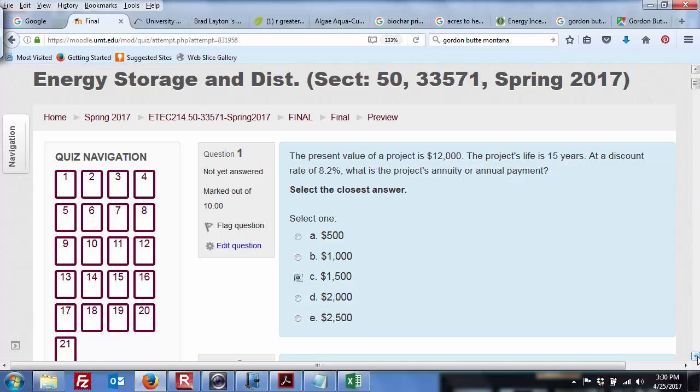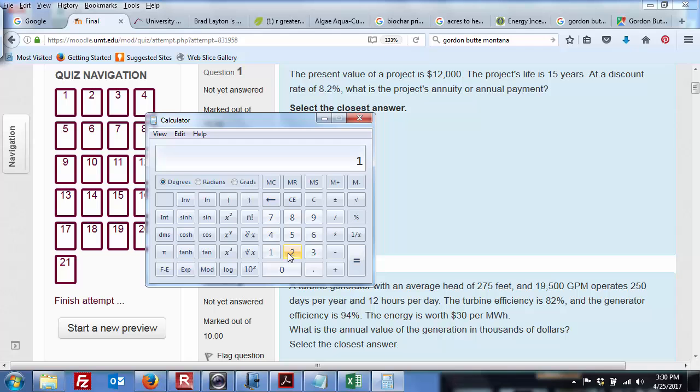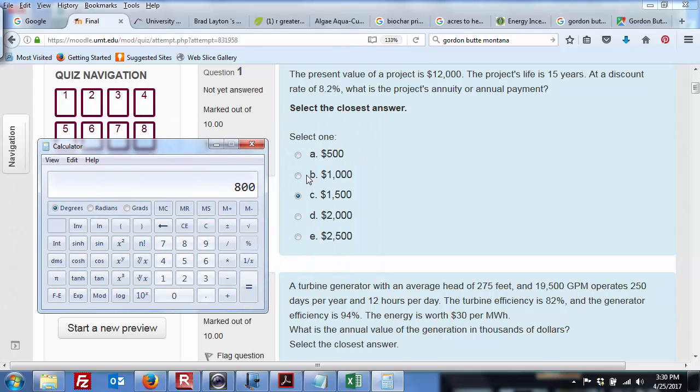If you could do that in your head, then more power to you. I mean, you almost can. You know, if you just started off and did something like this, you could say 12,000 divided by 15 equals, well, 800. You might guess 1,000, but you know that you're making 8.2 per year, so that's what it comes out to. Okay.